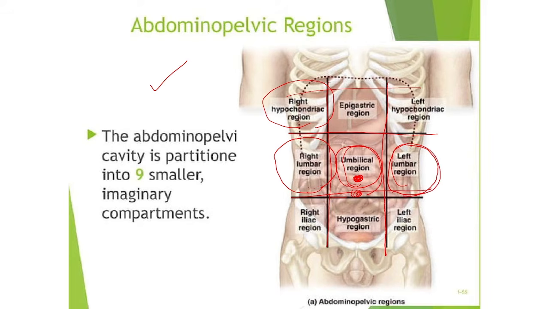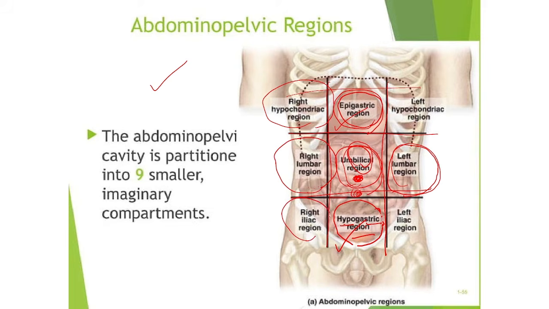Next, the upper side of the umbilical region is known as the epigastric region because it's just above the stomach. So it is known as the epigastric region. And the lower part of the umbilical region is known as the hypogastric region. Hypo means lower or less. Understood? Epigastric region, hypogastric region.